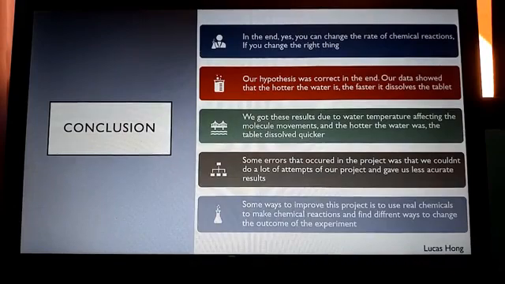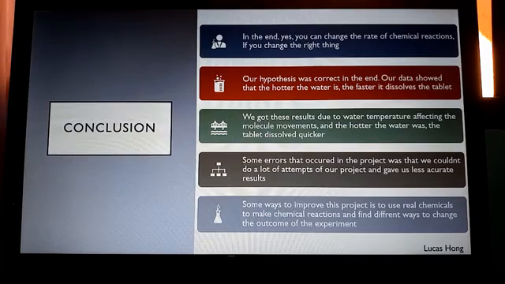Our hypothesis was correct. Our data showed that the hotter the water is, the faster it dissolves the tablet. We got these results because water temperature affects the molecule movements, and the hotter the water was, the quicker the tablet dissolved.